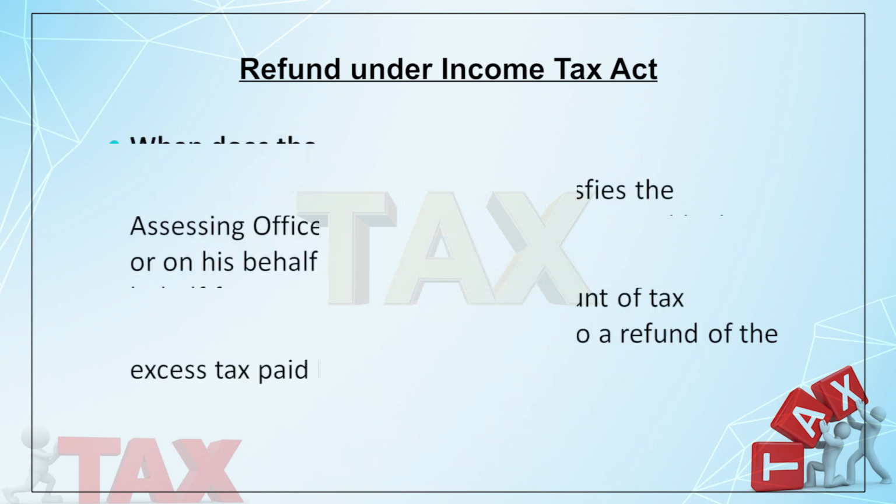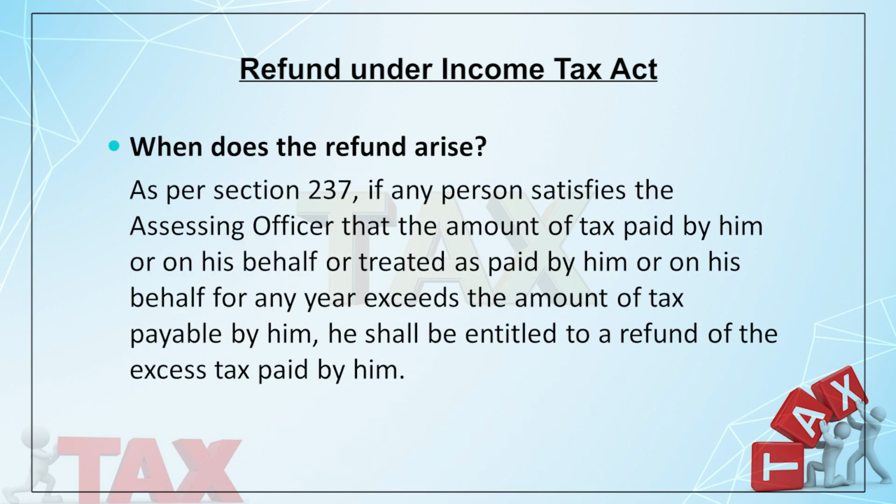Then, as per this law, what does it say? That if any person satisfies the assessing officer, with documentary evidence and the reasons for excess payment, that the amount of tax paid by him or on his behalf exceeds the amount of tax payable by him, he shall be entitled to a refund of the excess tax paid. What is the meaning of on his behalf? It might be that I am a representative assessee, or a minor's income has been added with either of the parents. In any such cases, the tax liability has been deposited in excess on his behalf.